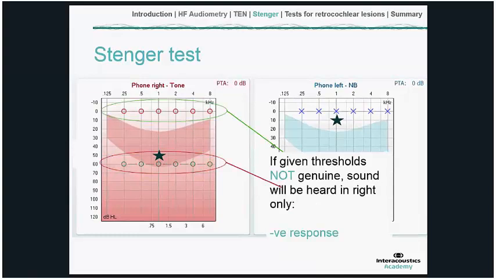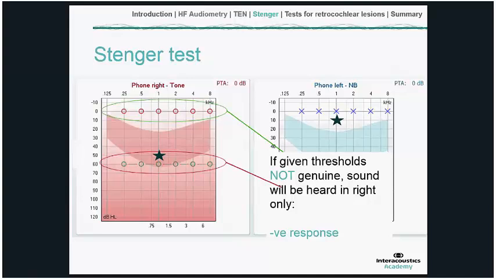On the other hand, this is the audiogram as per the non-organic component. And so here we have the same stimulus setup as before. So it's 10 dB below the given threshold in the right ear, and the given threshold was 60. So the stimulus level is 50 dB HL in that ear. But their actual threshold was 0 dB HL.